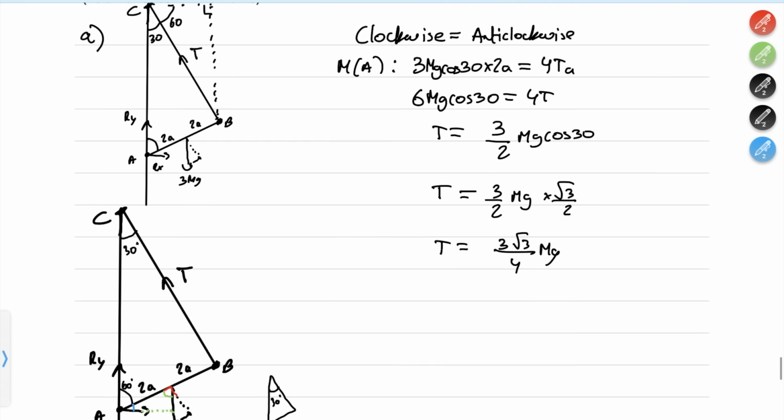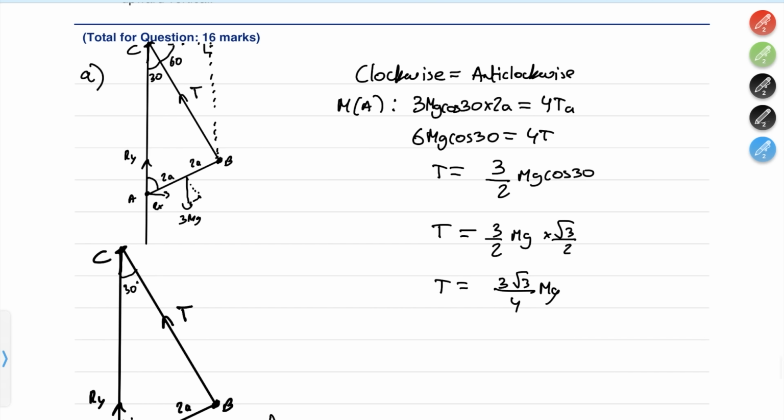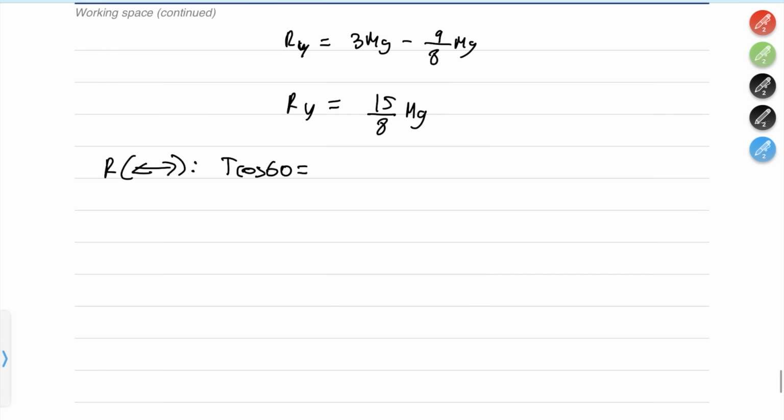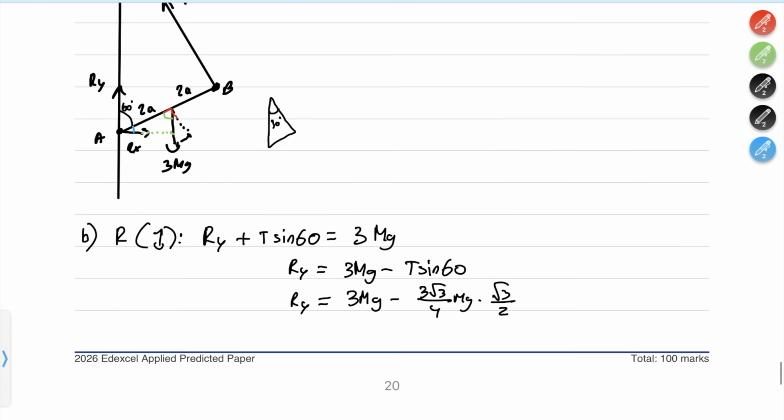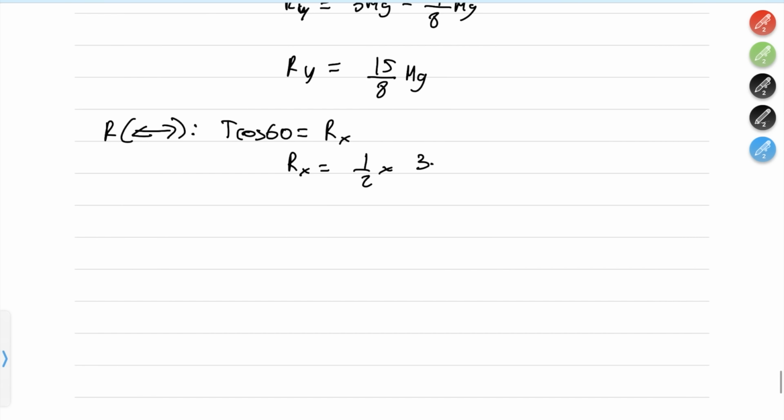And the only other thing acting horizontally is the resultant force x, so Rx. So we can say that is equal to Rx. So Rx is equal to, cos 60 is going to be a half, and the tension we calculated was 3 root 3 over 4 mg. So Rx is equal to 3 root 3 over 8 mg.